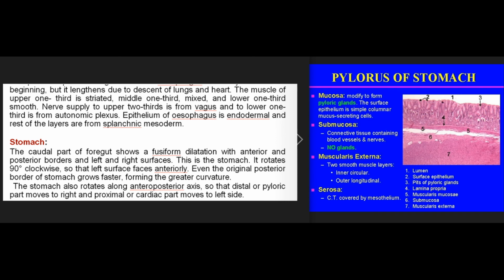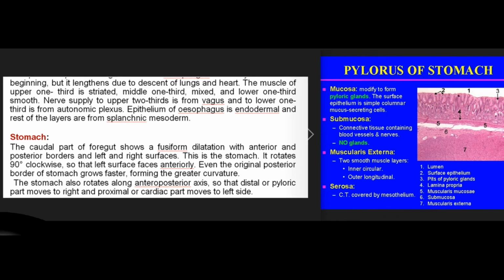Stomach: the caudal part of the foregut shows a fusiform dilatation with anterior and posterior borders and left and right surfaces. This is the stomach. It rotates 90 degrees clockwise, so that the left surface faces anteriorly. The original posterior border of the stomach grows faster, forming the greater curvature. The stomach also rotates along the antero-posterior axis, so that the distal or pyloric part moves to the right and the proximal or cardiac part moves to the left side.